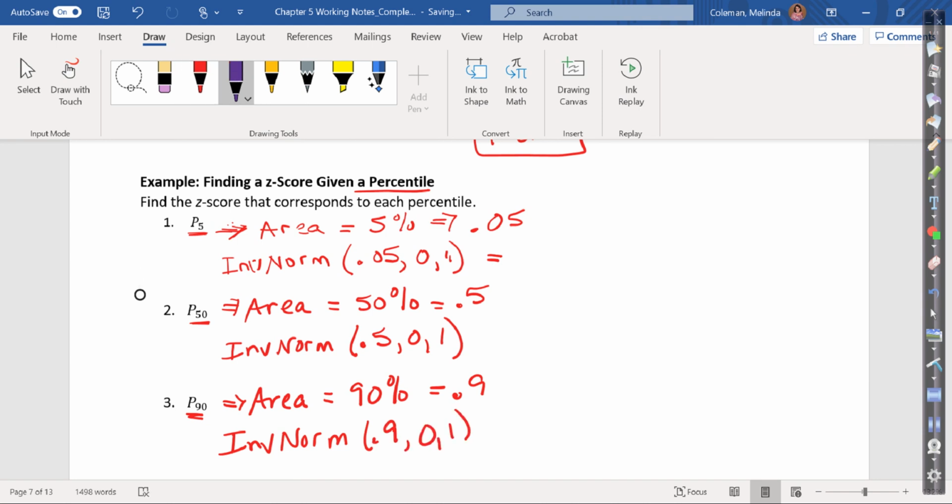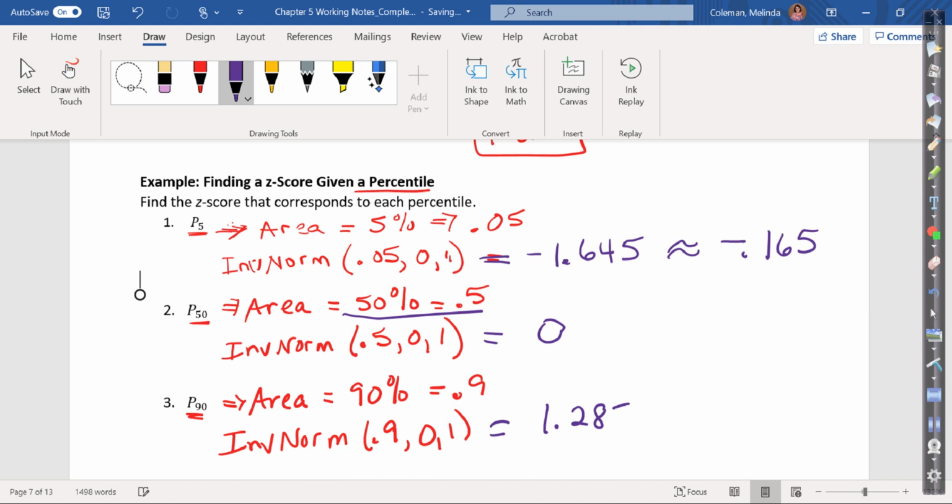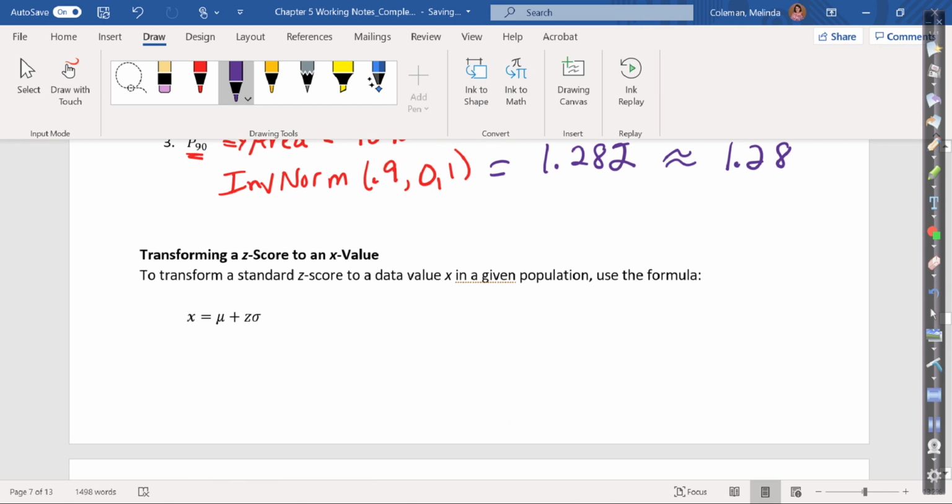And again, for the sake of time, you can check and verify on your calculator, which you should. This value is negative 1.645. To 2 decimal places, that would be negative 1.65. This one is equal to 0, because remember the area at 50% exactly is half the graph. So 0 for the mean. And the last one is 1.282, which if you round it again is 1.28. So again, that's going to make it very simple to find.